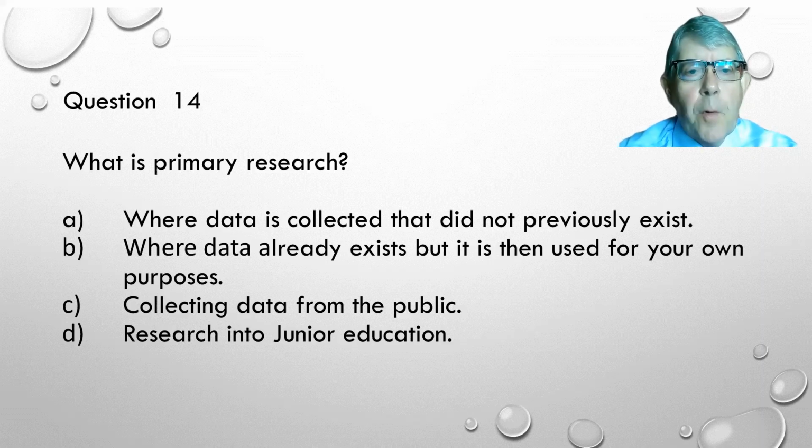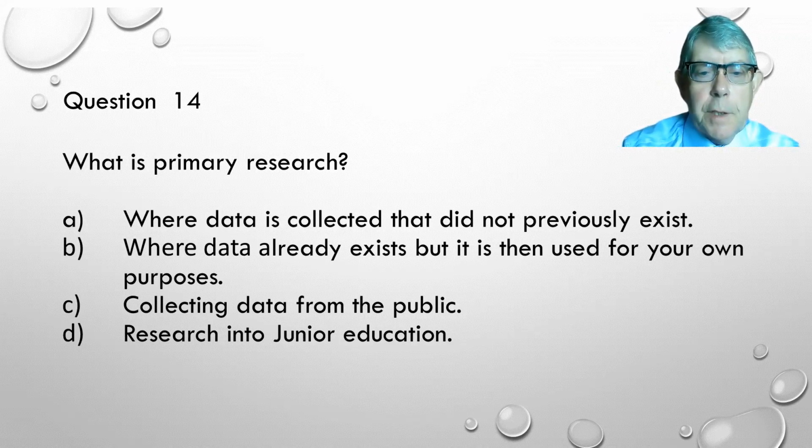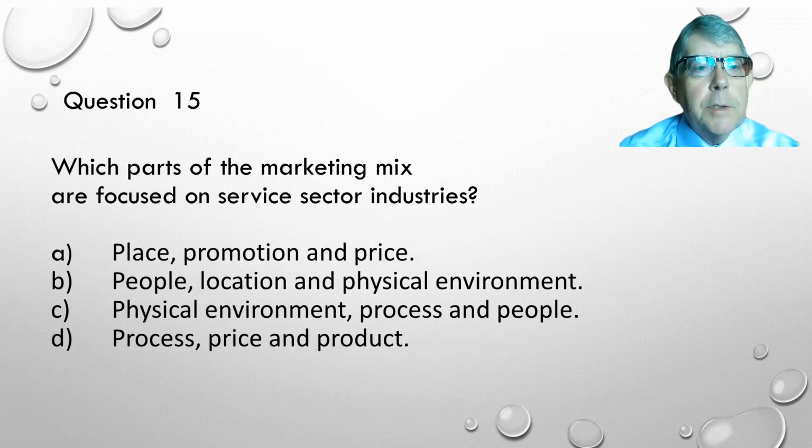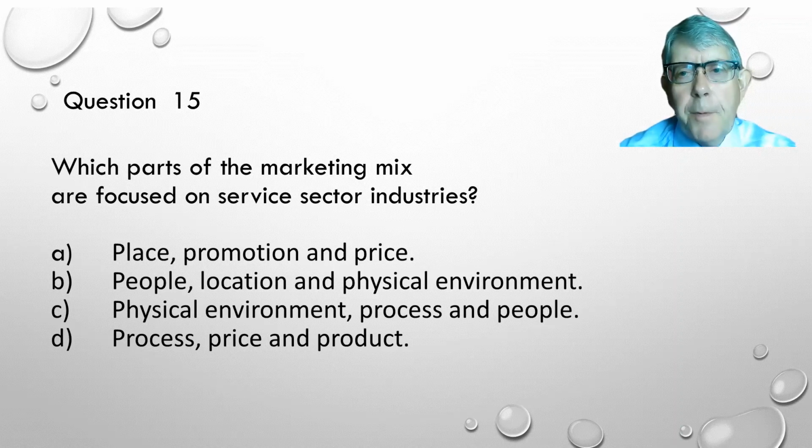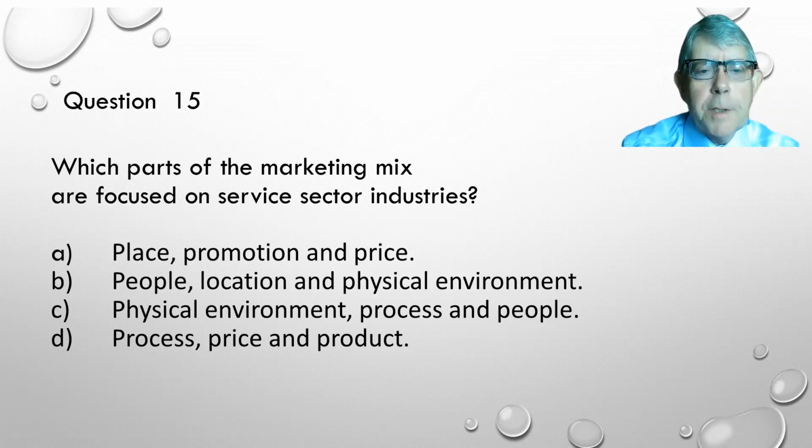Question 14. What is primary research? A, where data is collected that did not previously exist. B, where data already exists but is then used for your own purposes. C, collecting data from the public. Or D, research into junior education. Question 15. Which parts of the marketing mix are focused on service sector industries? A, place, promotion and price. B, people, location and physical environment. C, physical environment, process and people. Or D, process, price and product.